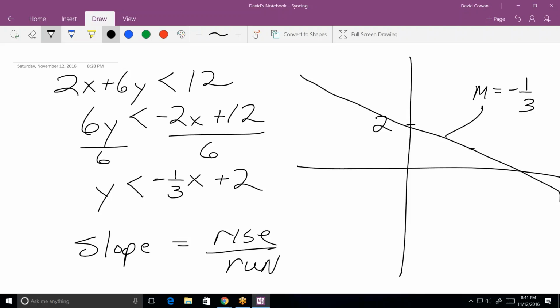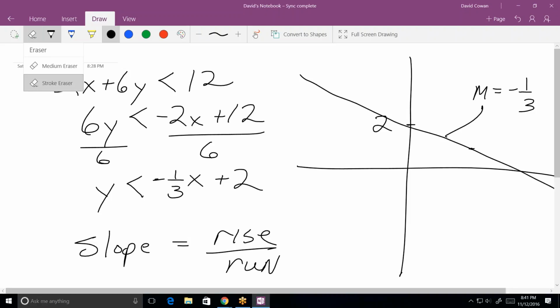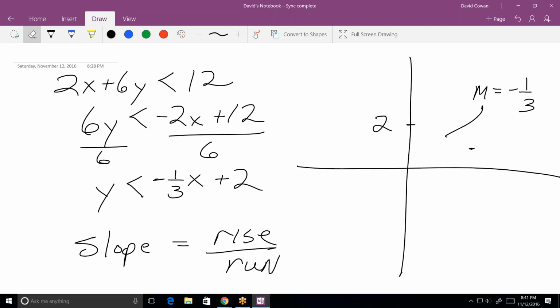Now, should that be a solid line or a dotted line? Dotted. Correct. In other words, if it's less than, it's dotted. If it's less than or equal to, it's solid. So this should be a dotted line. Now the question becomes, which side of that should I shade? Above or below the line? Below, exactly.